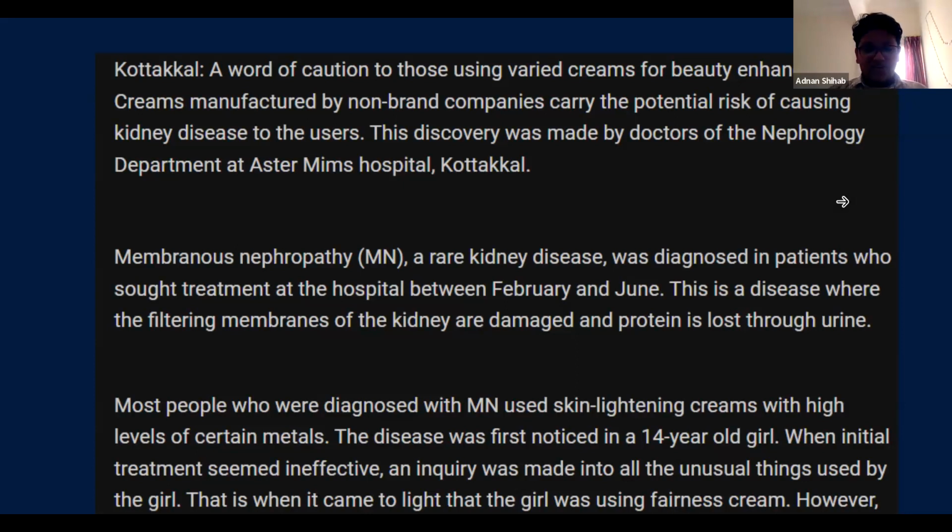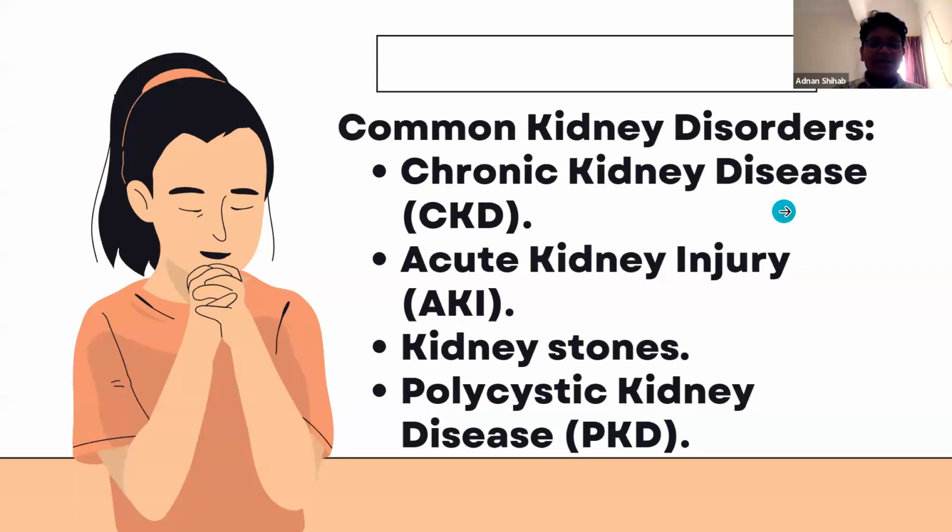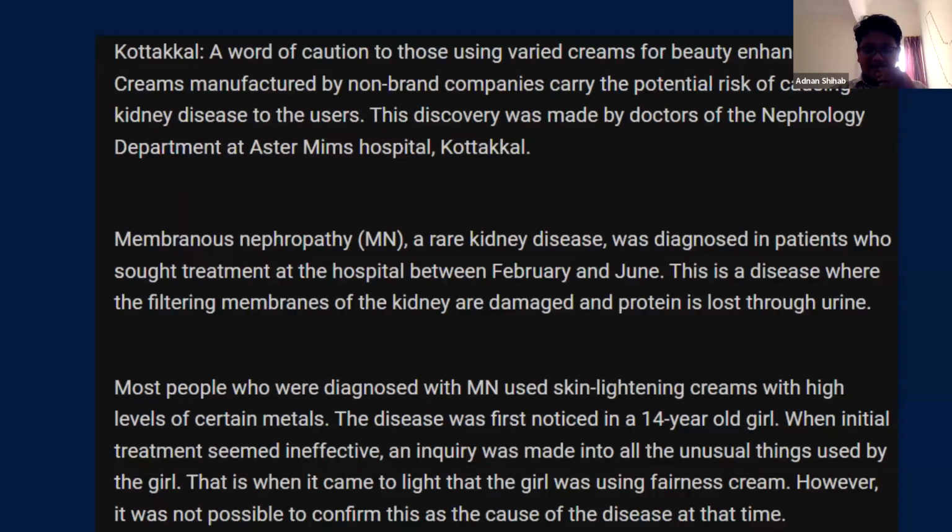When they tried to give medicines and all, it was still not working. So they thought, what is this new thing? They had to check what all this girl used to use. That's how they found the cream. It came to light that the girl was using fairness cream. However, it was not possible to confirm this as the cause of the disease at that time. But later on, many people got the disease, so they confirmed that it was that reason.